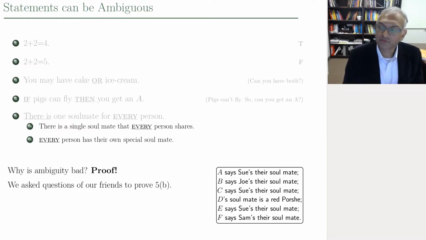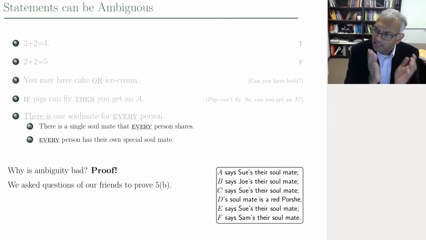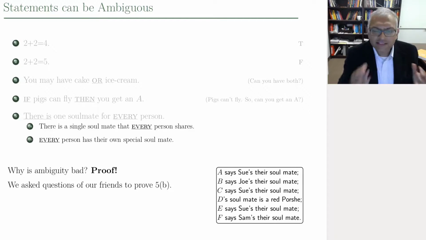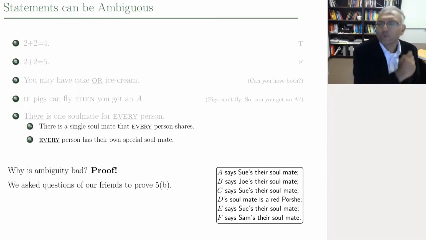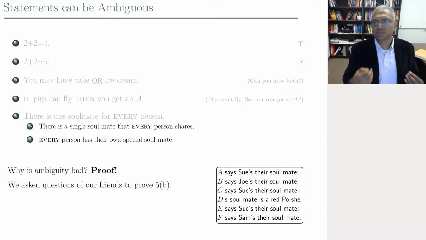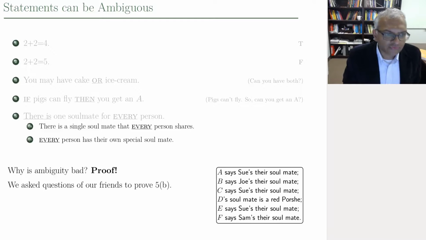So what we observe from this is that every person does indeed have a soulmate. And so, 5b is essentially proved. Every person does indeed have their own special soulmate. But we have not proved 5a because it's not clear that one single soulmate is a soulmate for everyone, which is what we need to prove 5a. So you see that 5a is much harder to prove than 5b.